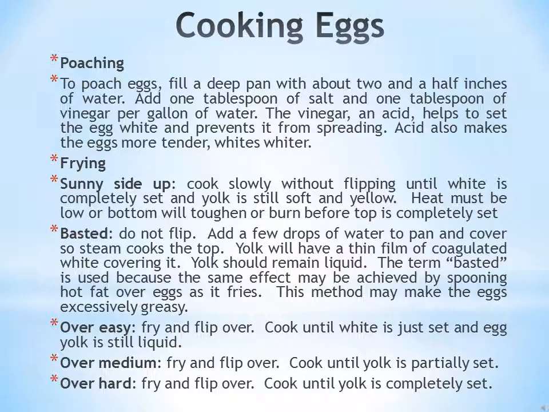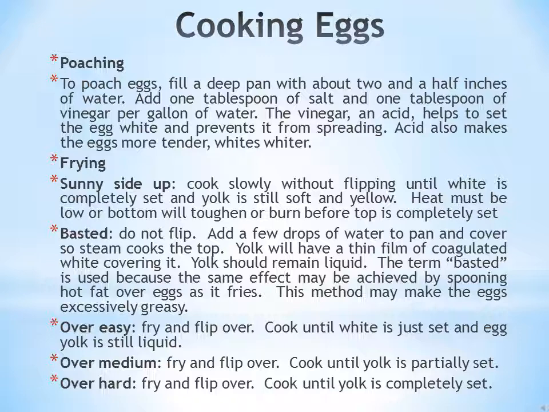There are various methods of cooking eggs. First is poaching. To poach eggs, fill a deep pan with about 2½ inches of water. Add 1 tablespoon of salt and 1 tablespoon of vinegar per gallon of water. The vinegar, an acid, helps to set the egg white and prevents it from spreading. Acid also makes the eggs more tender, whites whiter.